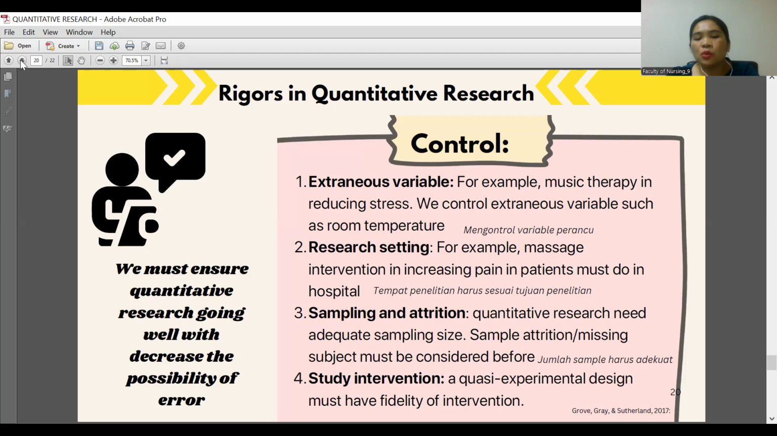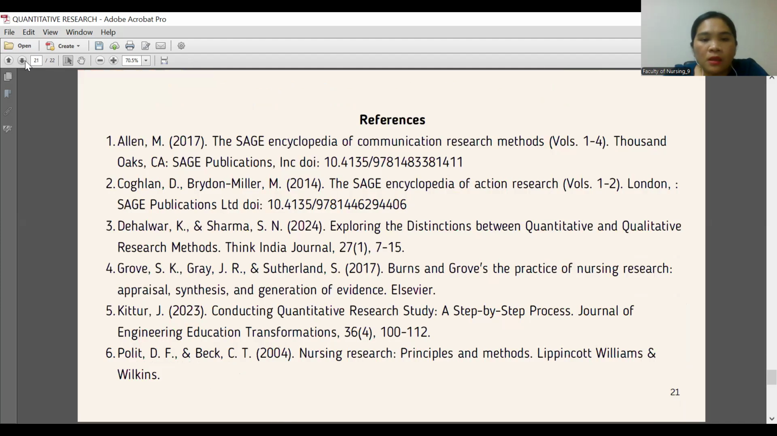Sampling and attrition: we will have quite a big sample size, and we must also think about sample attrition. Sample attrition means the missing subjects must be considered beforehand. And the study intervention must have high fidelity. So that's all for our study this week about quantitative study.